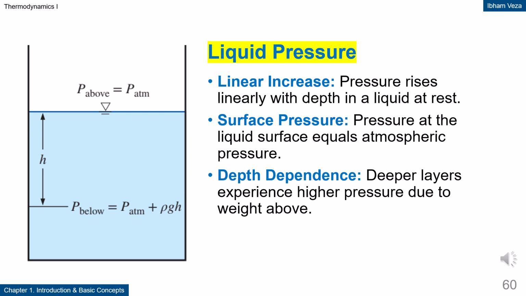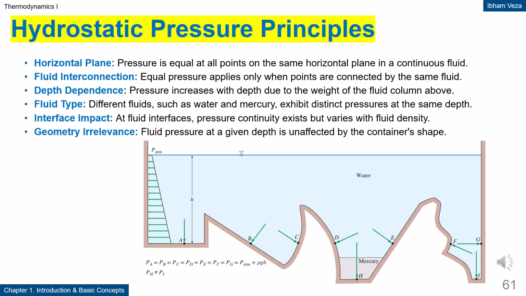Liquid pressure. In a static liquid, pressure increases linearly with depth. The pressure at the free surface is equal to atmospheric pressure. The deeper a point is located, the greater the pressure it experiences. This relationship depends only on the fluid density and the depth. This concept is the basis of many hydraulic engineering applications.